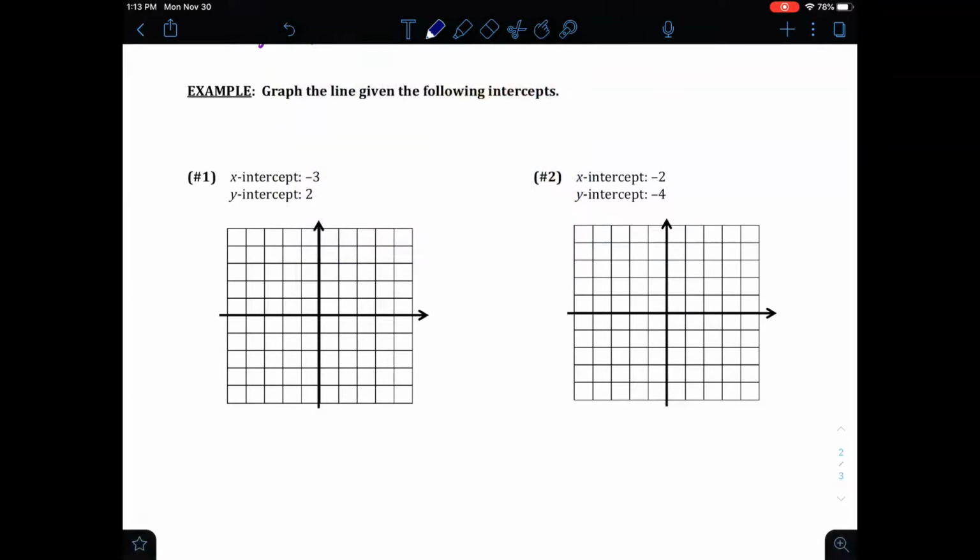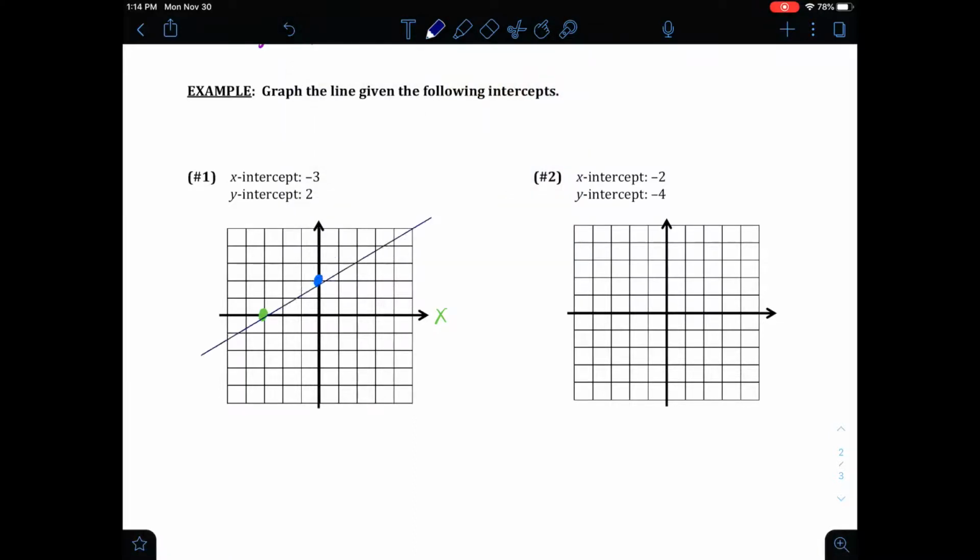Okay, so the x-intercept was green, I believe. So here's our x-axis. Where's the x-intercept of -3 going to be? Well, we're going to go -3 on the x-axis, which is left 3. And then the y-intercept was 2, so we're going to go up 2 or down 2. We're going to go up 2.